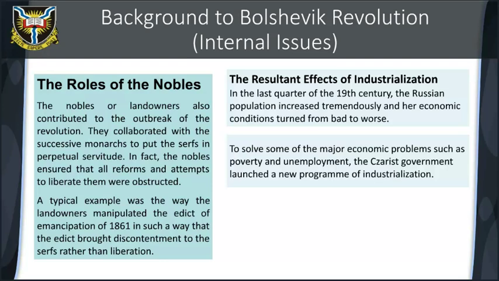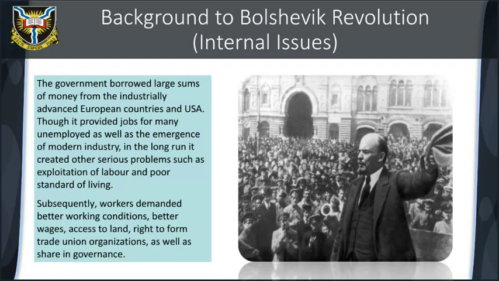The resultant effect of industrialization. In the last quarter of the 19th century, the Russian population increased tremendously and economic conditions turned from bad to worse. To solve some of the major economic problems, such as poverty and unemployment, the Tsarist government launched a new program of industrialization. The government borrowed large sums of money from the industrially advanced European countries and USA.